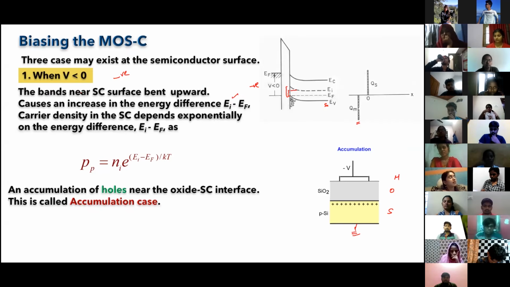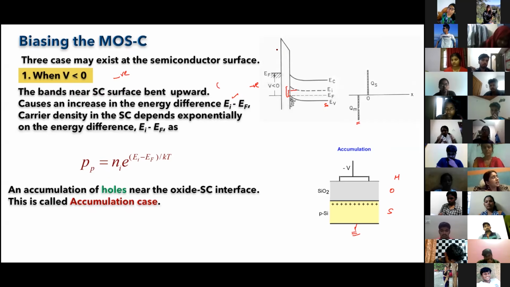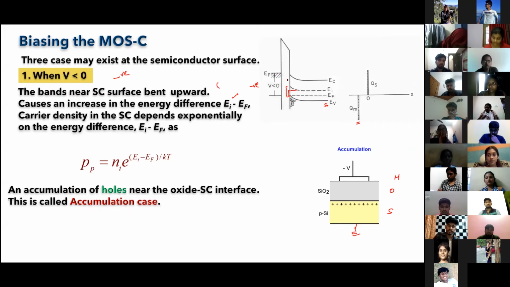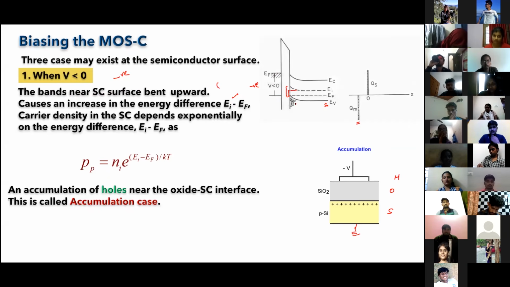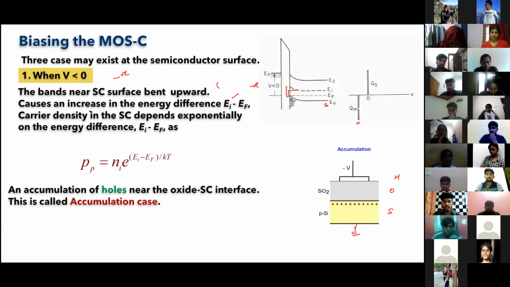You see, the bands near the semiconductor surface bend upward because you put more charges and you moved the Fermi level of the metal up actually. So the bending will be happening there. Because the negative charges are built up on this side, this is the P side of P-type silicon, so these positive charges will just come and accumulate here near the semiconductor interface.